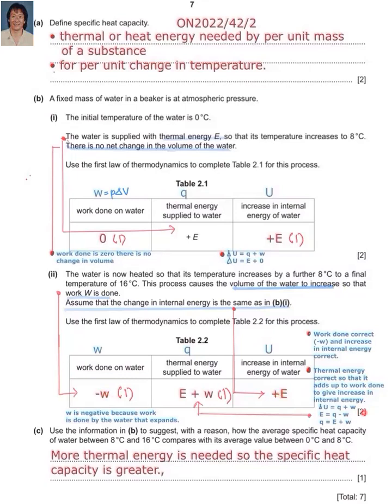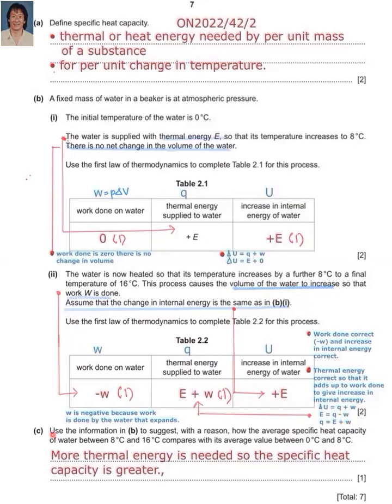So these two will carry 1 mark. This question is a 2-mark question. The way to get the 2 marks is given here. Work done correct, minus W, and the increase in internal energy also correct, plus E. So these two carry 1 mark. Then the second mark comes from your first law of thermodynamics. The thermal energy needs to be calculated using the first law of thermodynamics, which is delta U equals Q plus W. Your E, the increase in internal energy, equals Q, which we don't know, minus W. So your Q equals E plus W. That's why it's E plus W, because your work done is minus W here. When you bring it over, it's plus W.